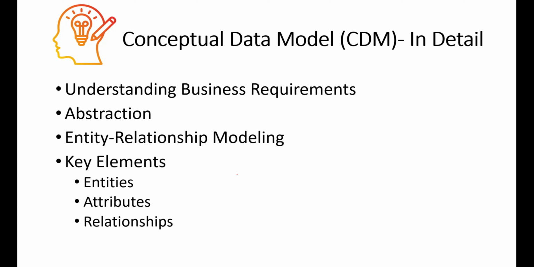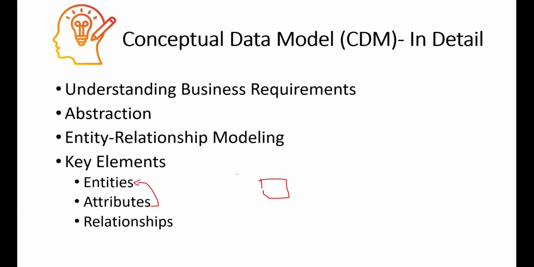And if you talk about attributes, attributes describe the properties or characteristics of the entities, right? And they provide additional details about the entities. For instance, attributes of the student entity might include student ID, name, date of birth, etc., right? And what about relationship? Relationship is how the entities are related to each other.